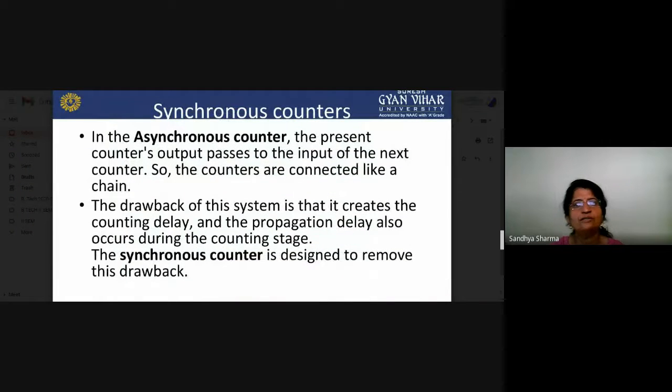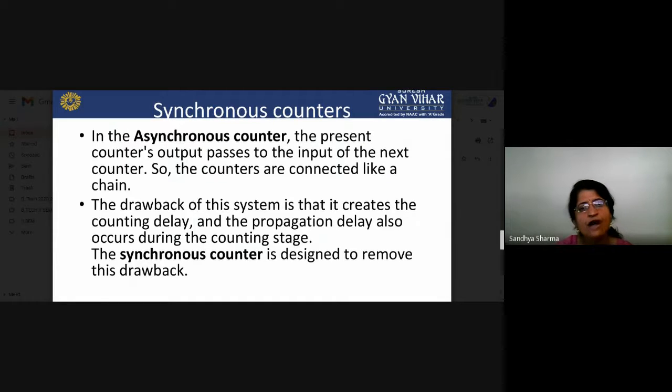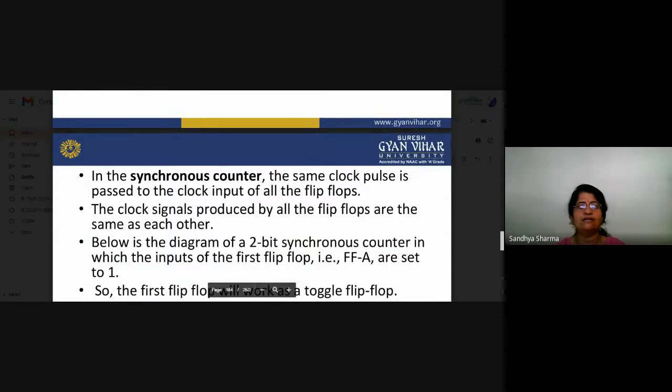We are now talking about the synchronous counter. In the asynchronous counter, the present counter output passes to the input of the next. But the drawback of this system is that it creates a counting delay, because when your first flip flop output is reflected, it is then clocked to the second flip flop. So there is a propagation delay during this process. We remove this propagation delay by using the synchronous counter, which means the same clock pulses pass to the clock input of all the flip flops.